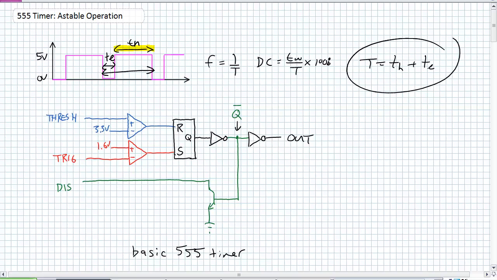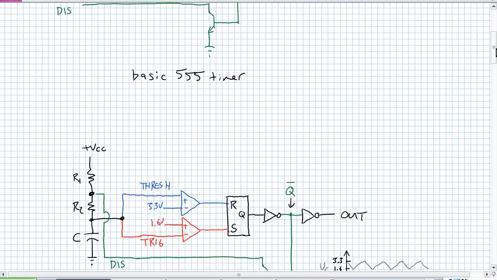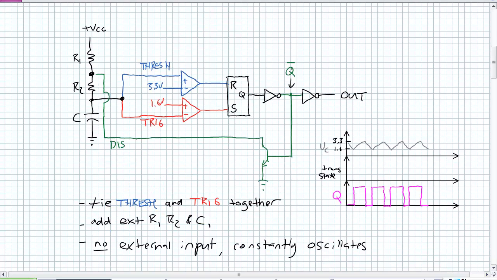So now we've done a review of the basic internal components of the 555 timer. Let's go ahead and use it in conjunction with some external devices to create an astable multivibrator. So what are we going to do? We're going to tie the threshold input and the trigger input together. Okay, it's making a decision off the same point.